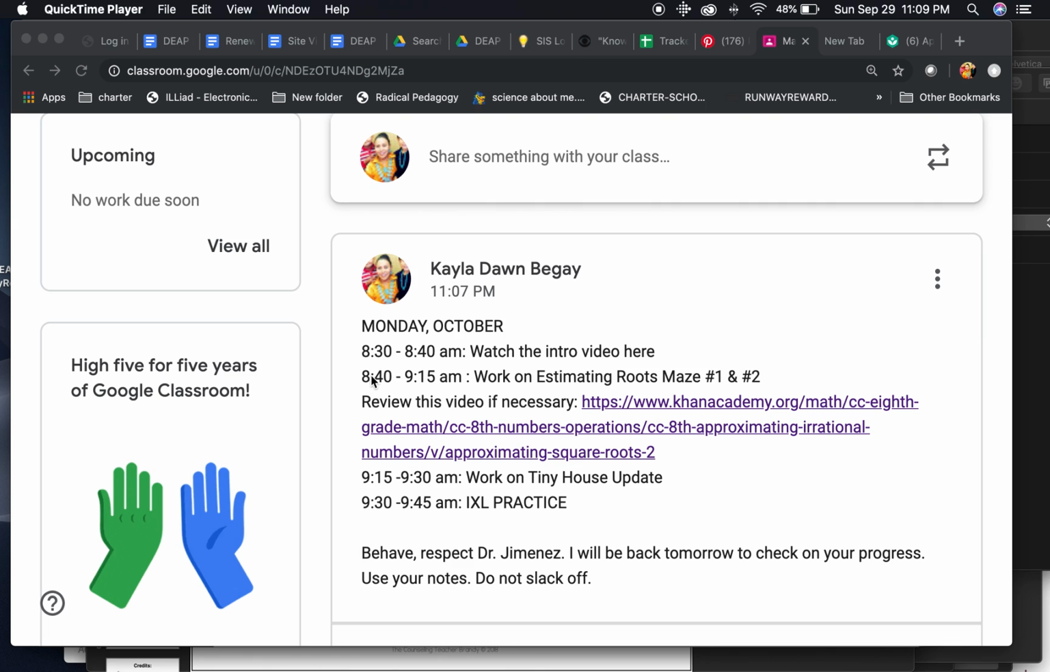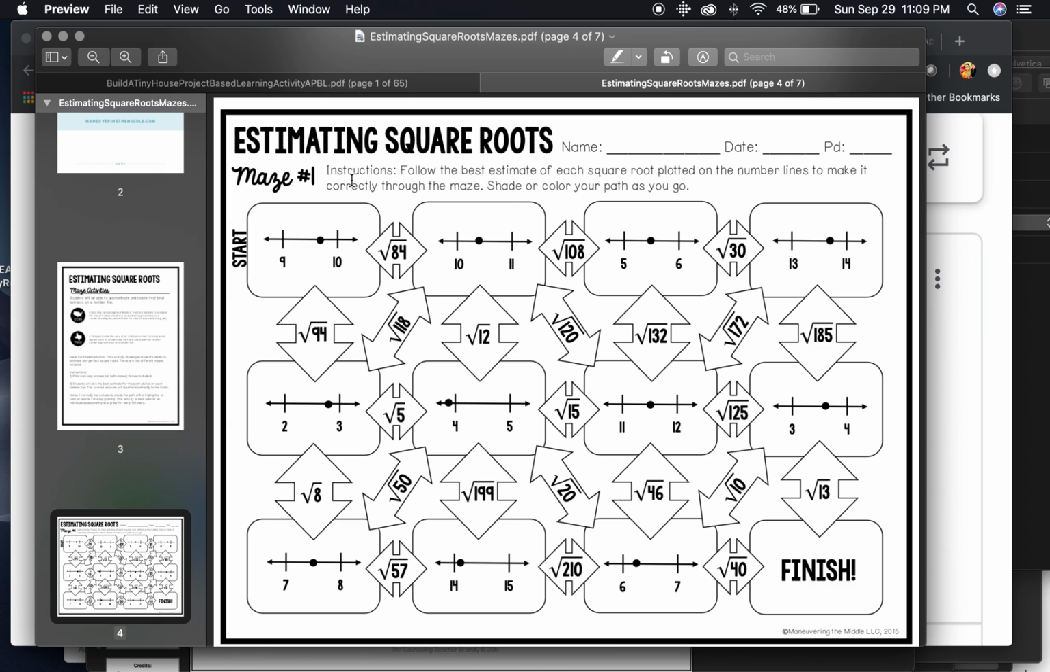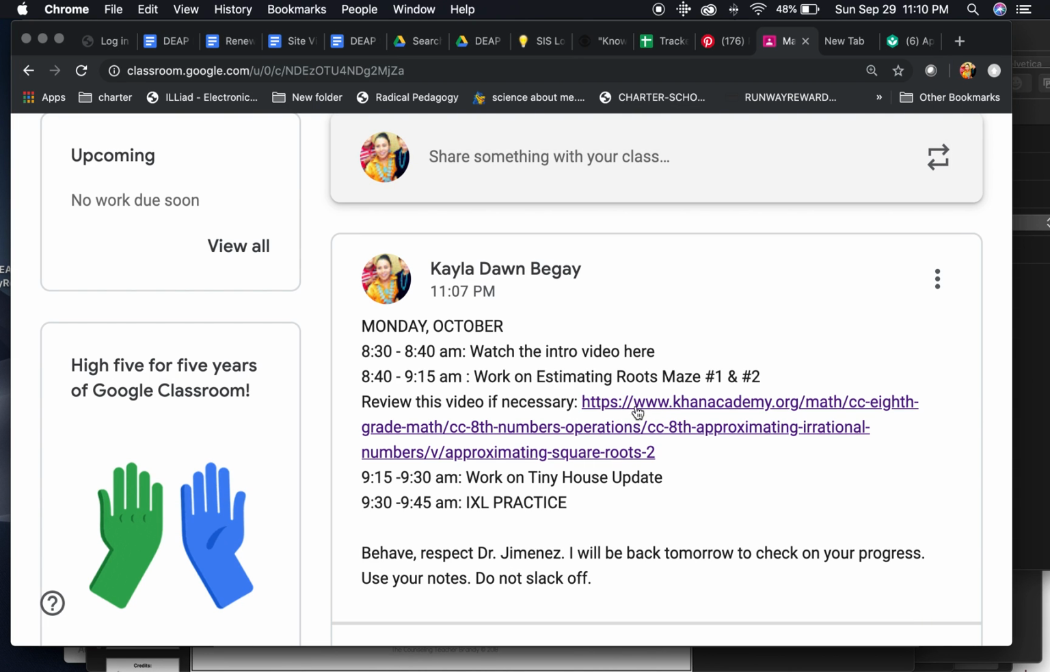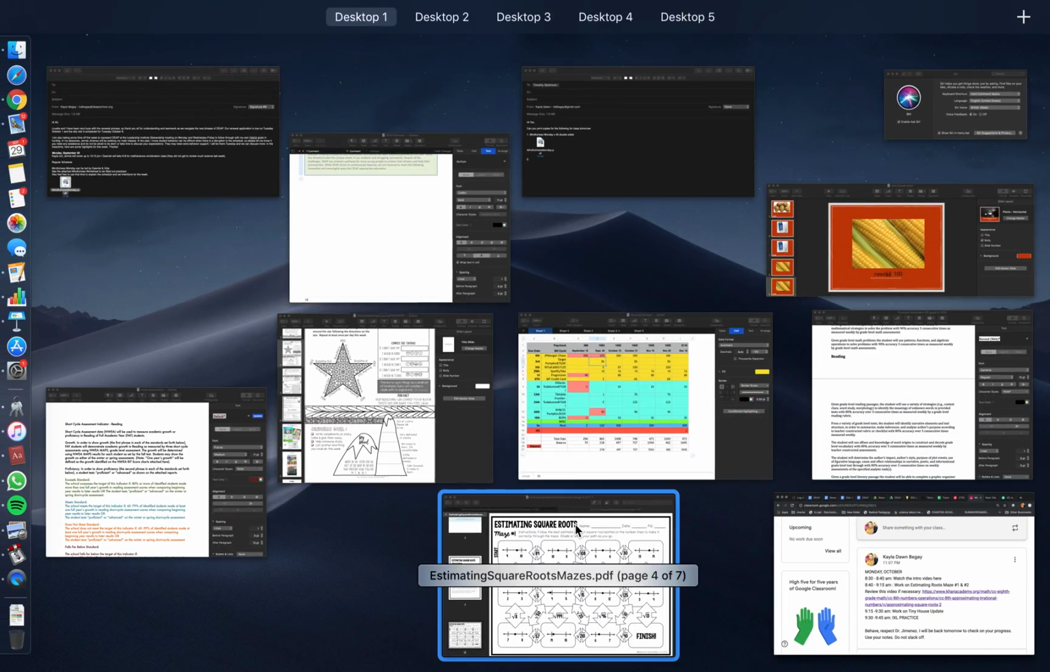After you finish watching this video, the first thing you're going to do is work on estimating roots, maze 1 and 2. So this is the sheet that you're working on. There's two of them. If you don't remember how to estimate roots, I've posted a link right here to the Khan Academy video that you can visit. So make sure you're looking at that.